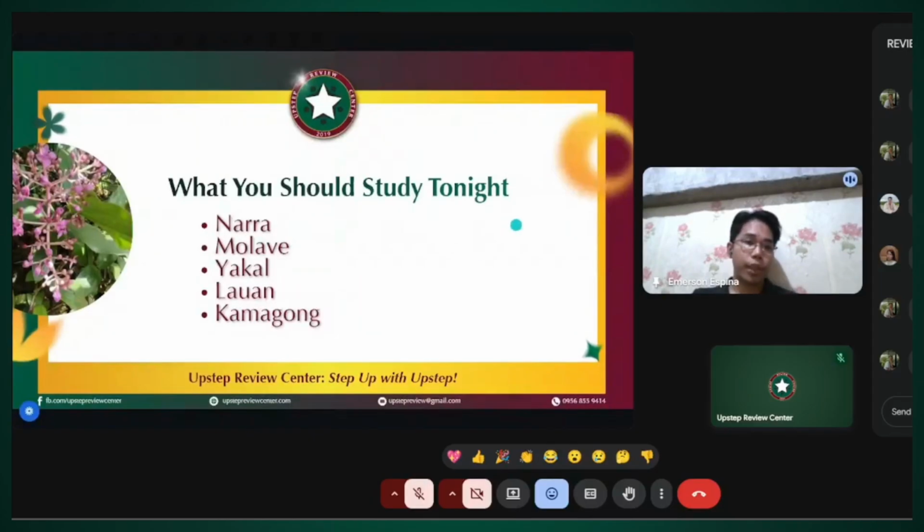So what you should study tonight are the following. If not all the species, focus on the Narra, Molave, Yakal, Lauan, and Kamagong.